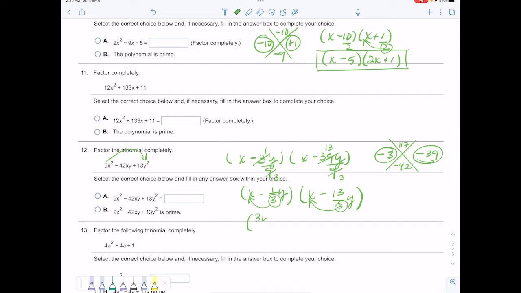So it's going to be 3x minus 1y, and then it's going to be 3x minus 13y.